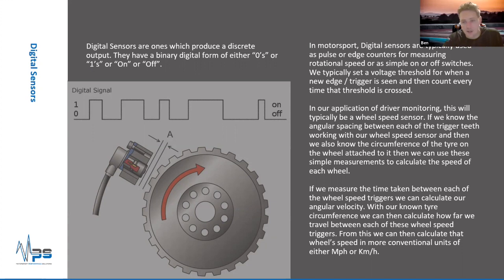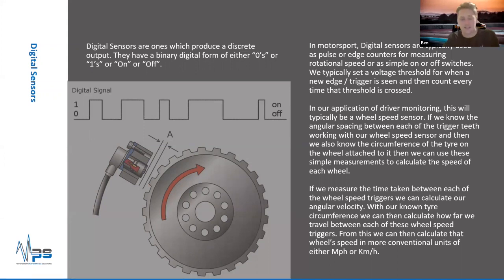And if we then know the physical circumference of an example of wheel speed, if we know the circumference of your tire, we can then quickly use that to work out how far we've traveled, and moving on from that, we can get a common speed measurement, whether we translate that into miles per hour or kilometers per hour, etc. So that's a little bit of background on how digital speed sensors work.